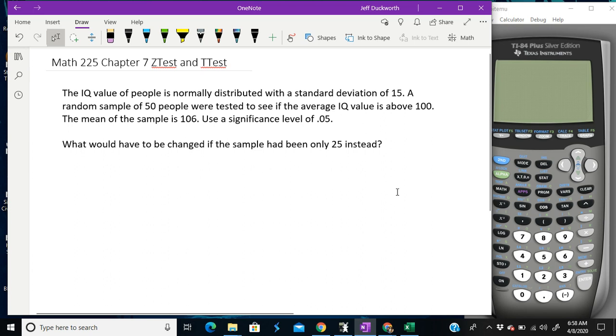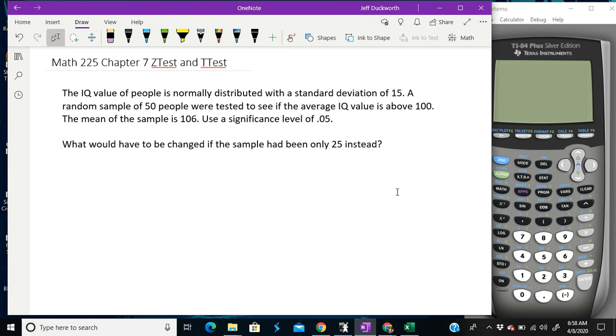All right, I'm going to make a video today using the ZTest and TTest from the TI-84 calculator. So I've got a question here that is going to be quantitative, since those are both tests for quantitative data. All right, so I'll read this.